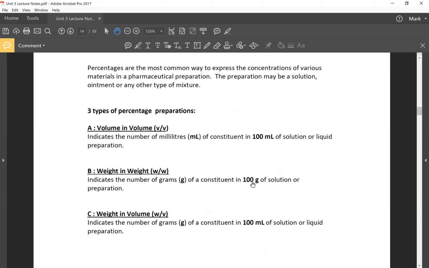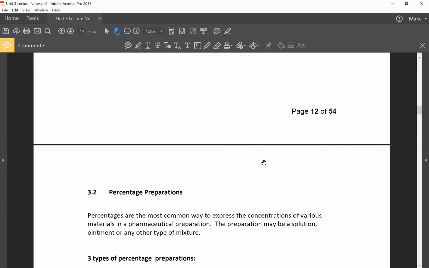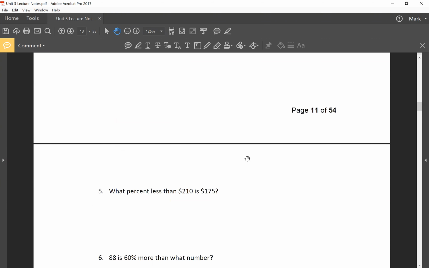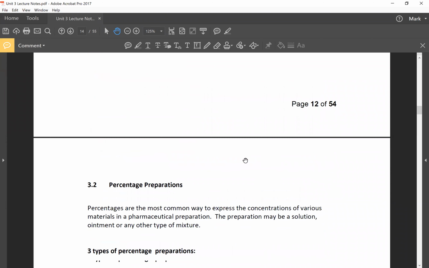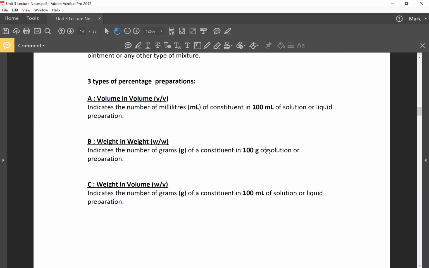And again, this is section 3.2. We haven't actually done any new math since Tuesday last week, so it's been a while. On Wednesday we did review, and on Thursday you had your tests. So last week, if you can remember, we were doing percentage problems, and we looked at page 11, page 12. So let's look at this percentage preparations.